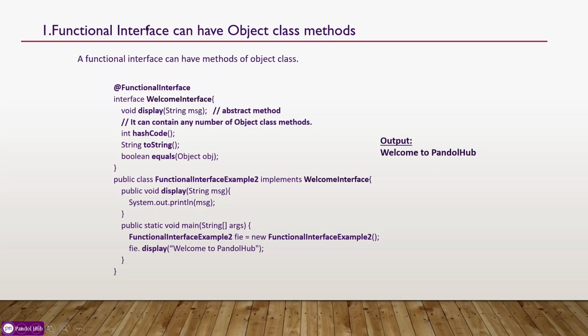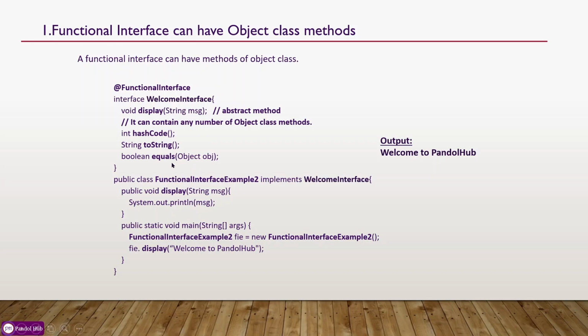As I already mentioned, a functional interface can have Object class methods. So let's see an example which includes Object class methods. This is a functional interface called Welcome interface. It includes an abstract method called display, and it can contain any number of Object class methods. I've written three Object class methods, hashCode, toString, and equals, inside this functional interface. So this is a valid functional interface, although it has many methods of the Object class.